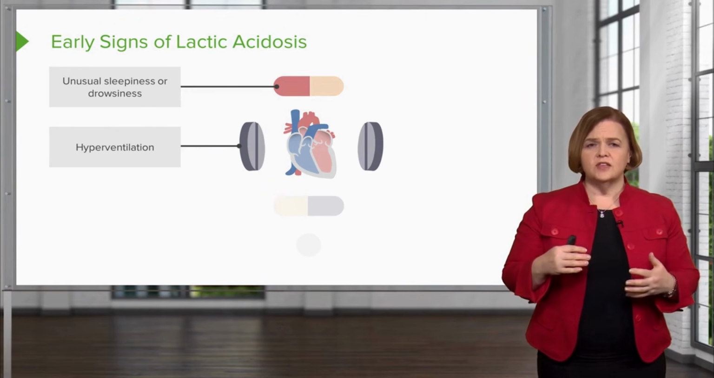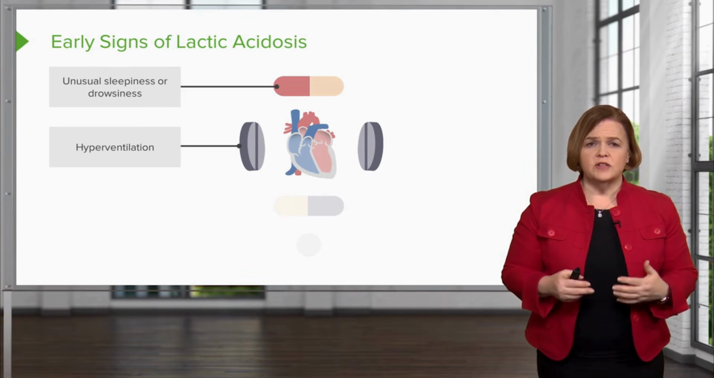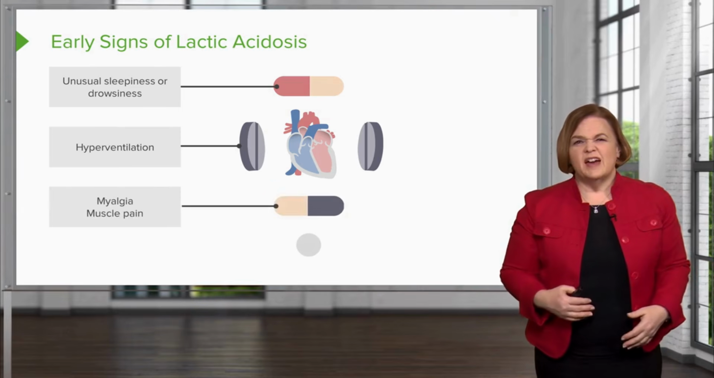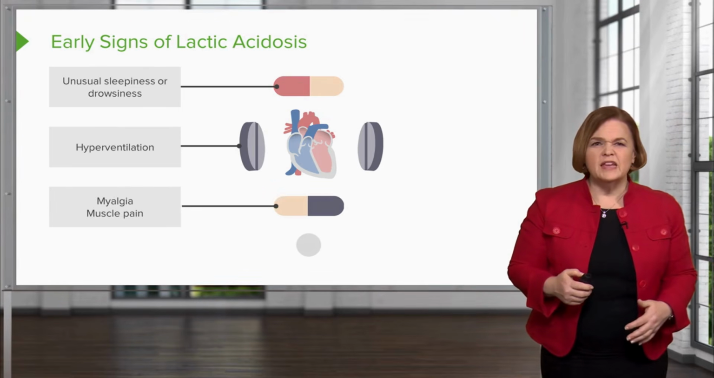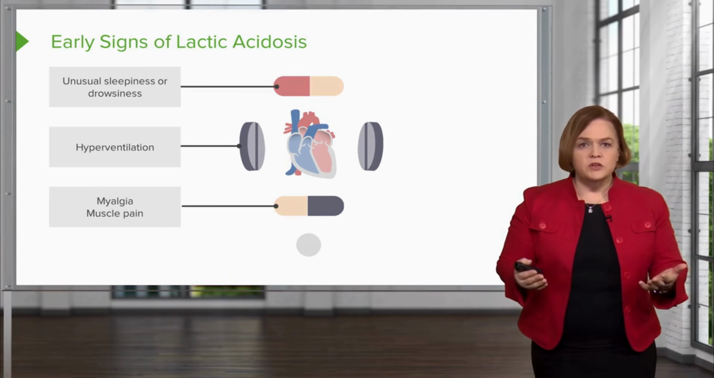So they'll be unusually sleepy or drowsy. They'll try to blow off that extra CO2 to bring the pH back to normal. They might have myalgia and muscle pain. So you want to watch your patient for these signs. Well, what do we do if this happens?